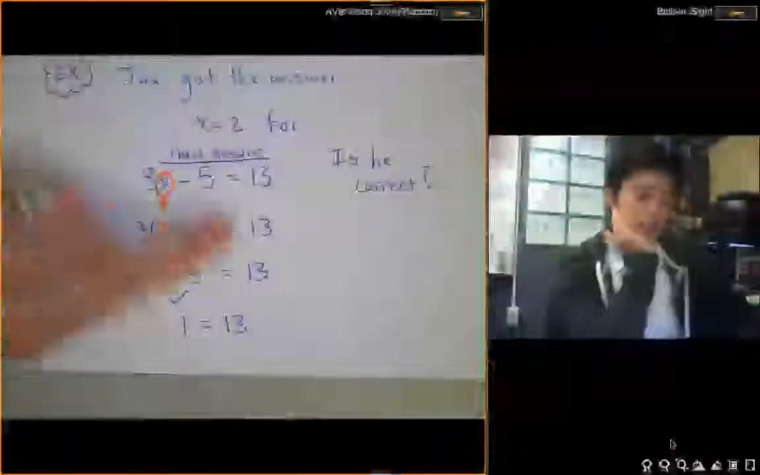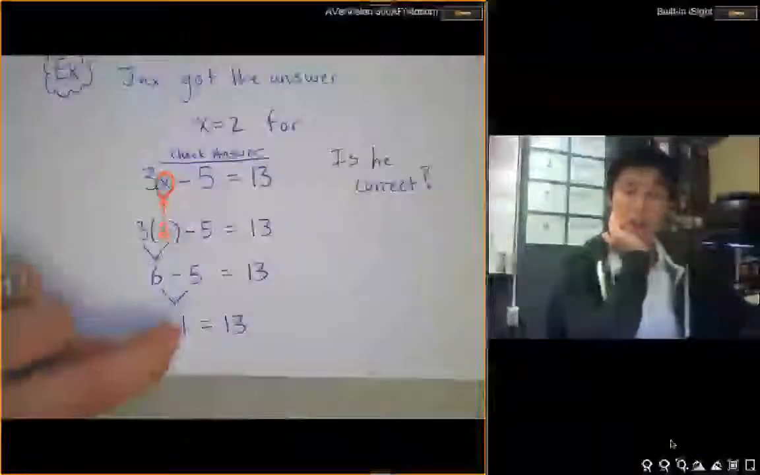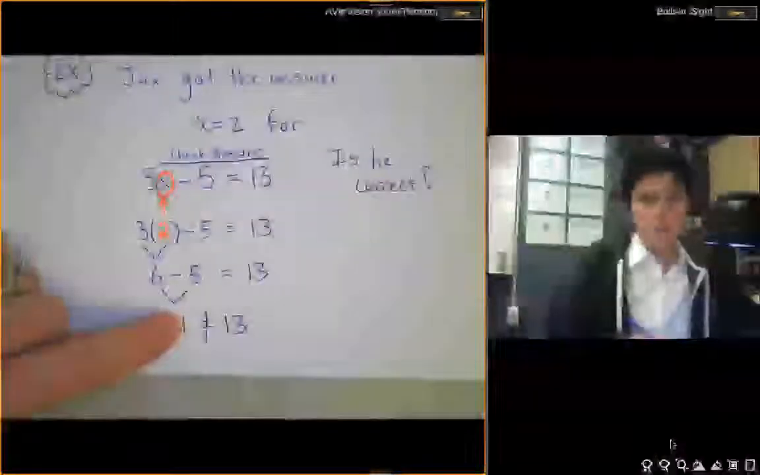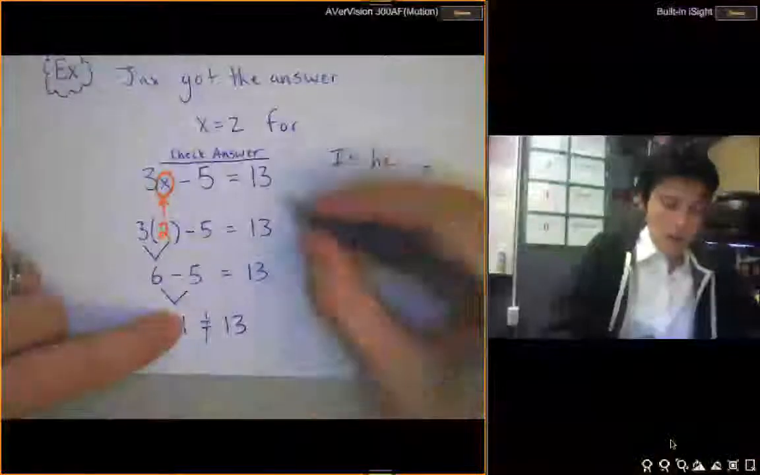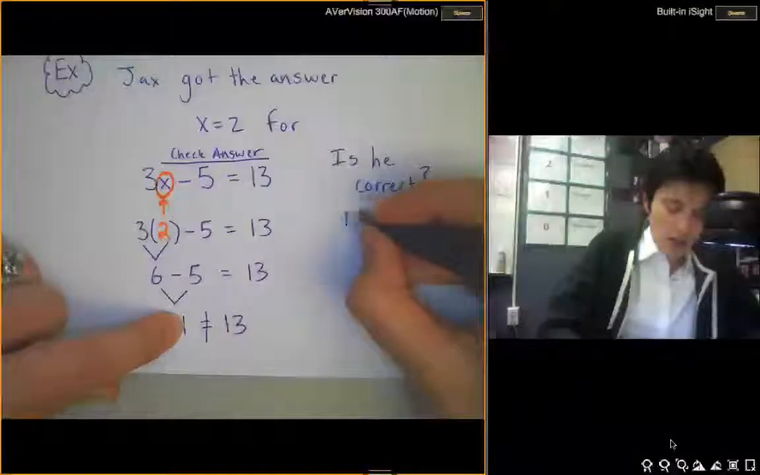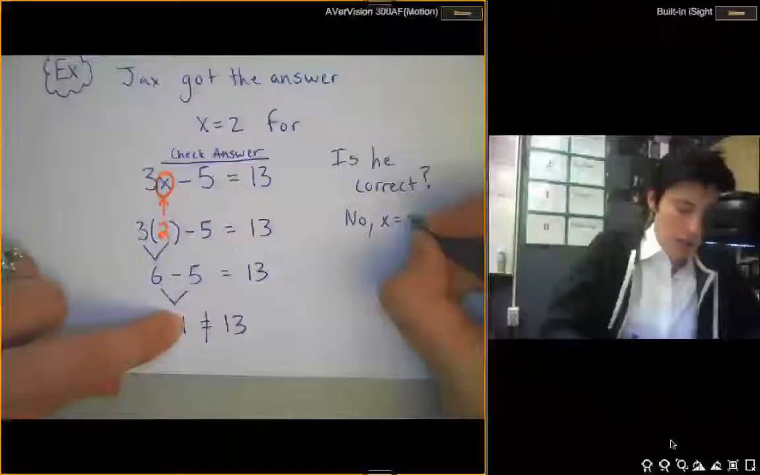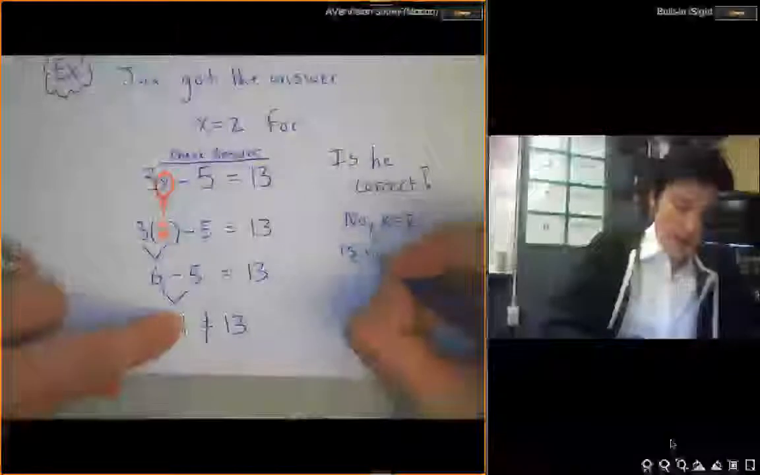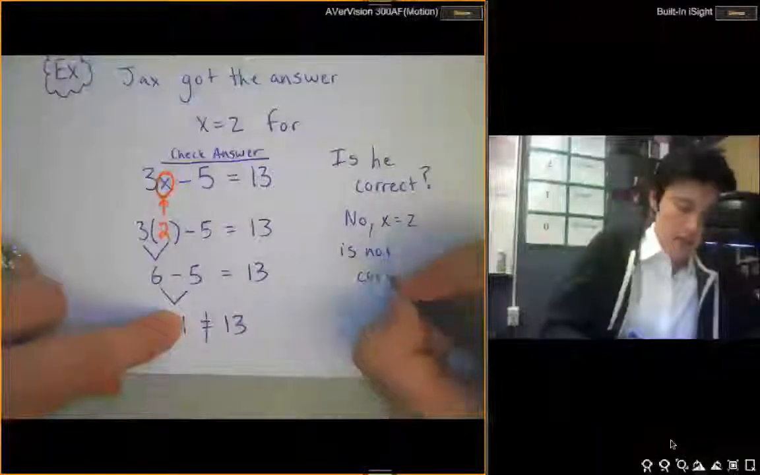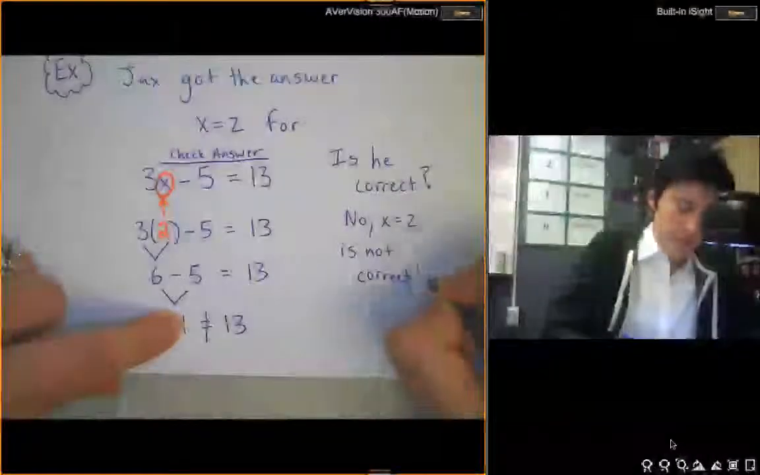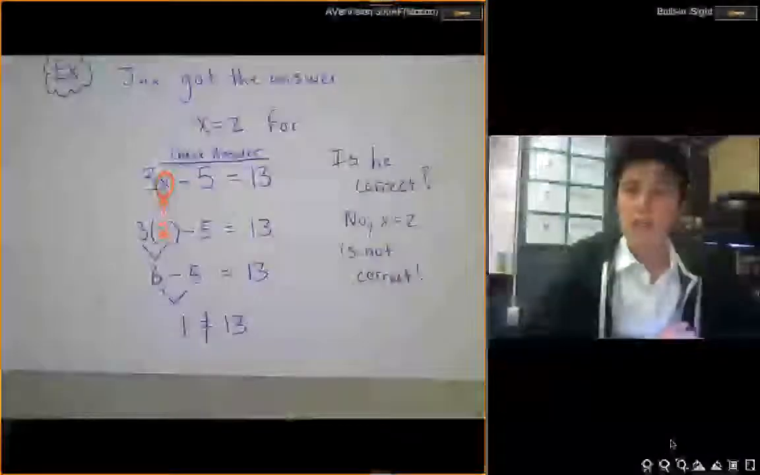Jax says the answer is x equals 2. We got 1 equals 13. We put a big slash through the equal sign, say not true. Something's wrong. Is he correct? No. X equals 2 is not correct. He made a mistake. We're going to have to go back and solve it for him again.